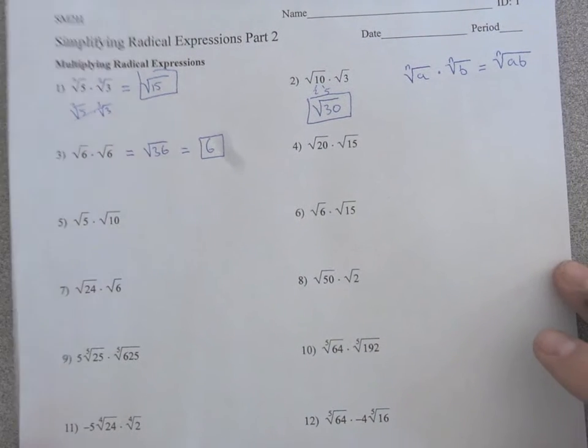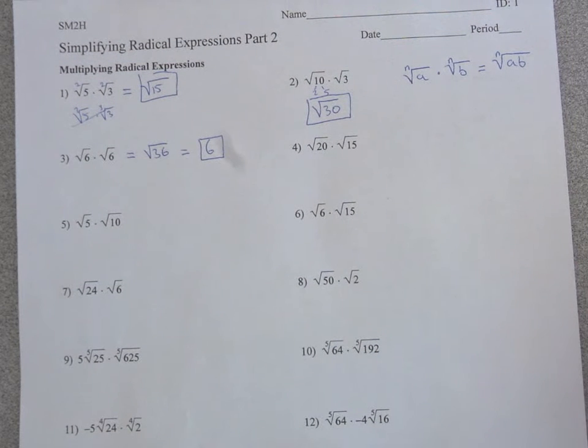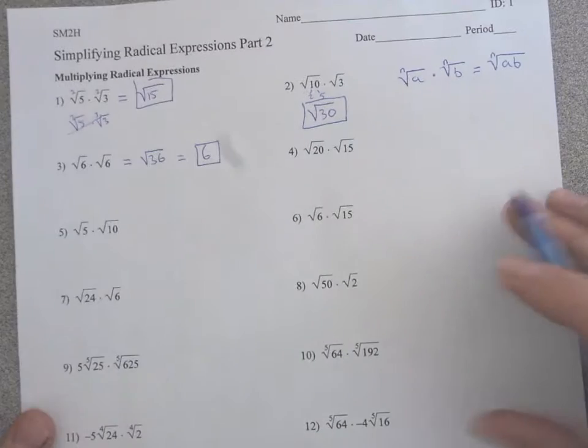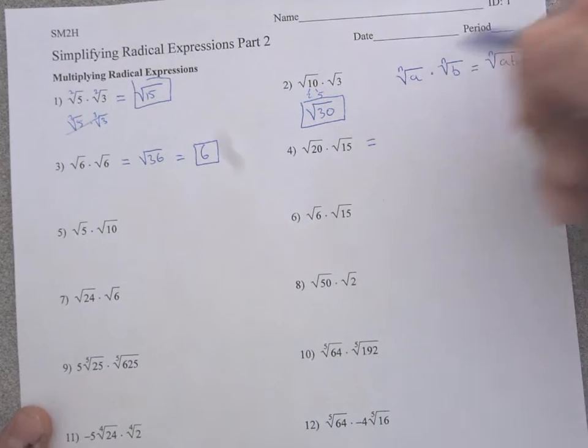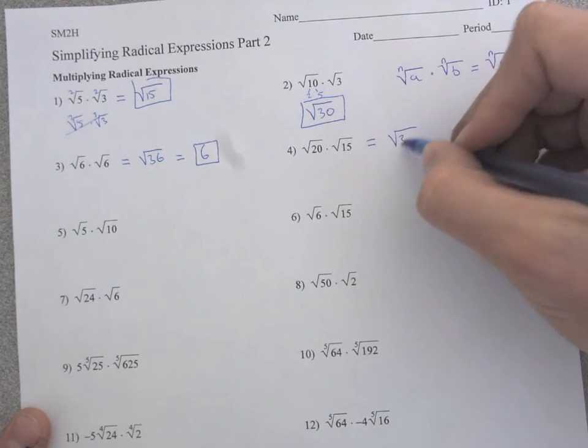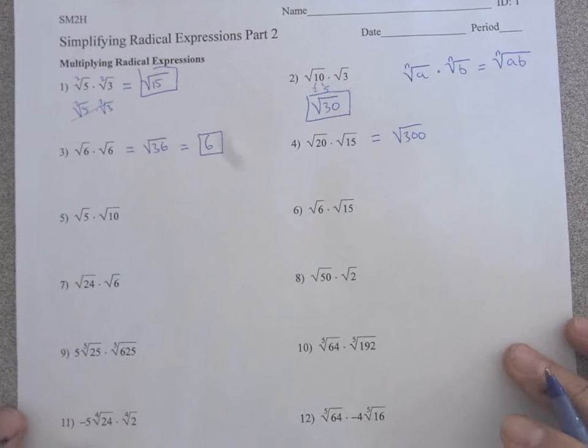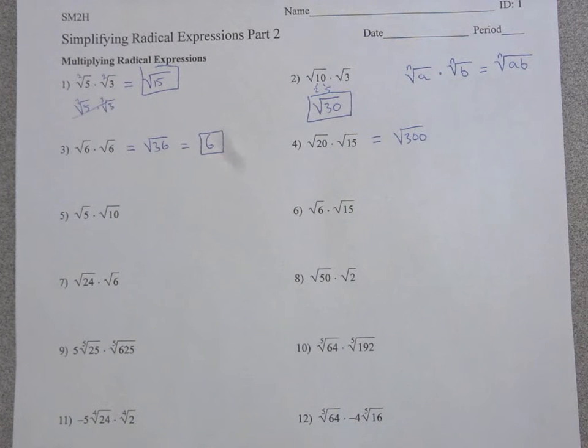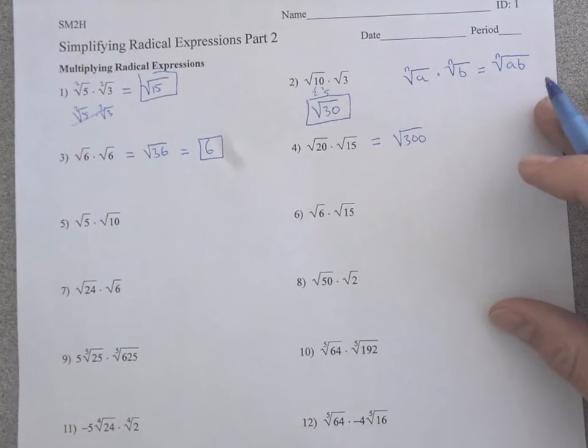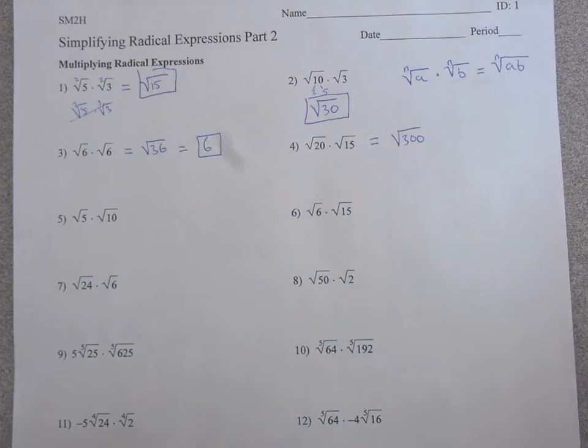Now number 4, there's a couple ways to go about this. So far this has been a pretty easy process. What's going to happen now, though, is if we multiply 20 times 15, we're going to get the square root of 300, and the square root of 300 is not simplified. We need to simplify that, and we talked about how to do that last time. We basically break it into prime factors, and then we use the rational exponent property to rewrite it and then simplify the roots.